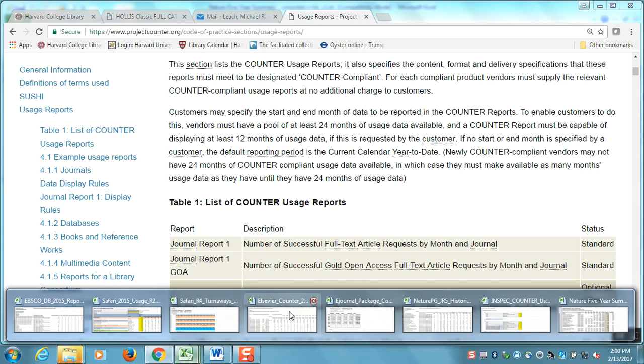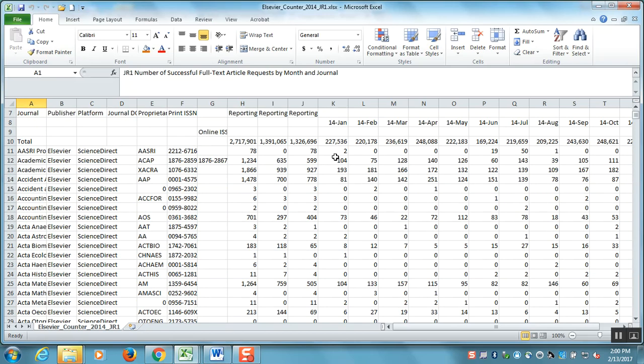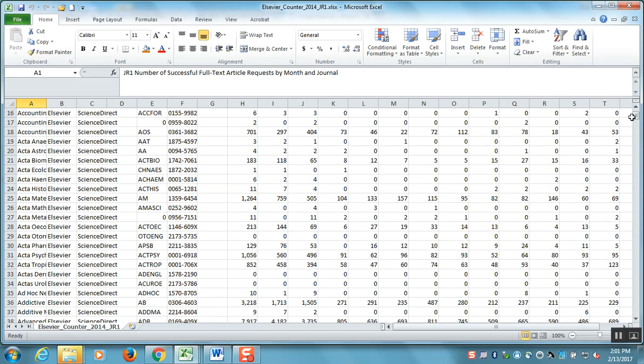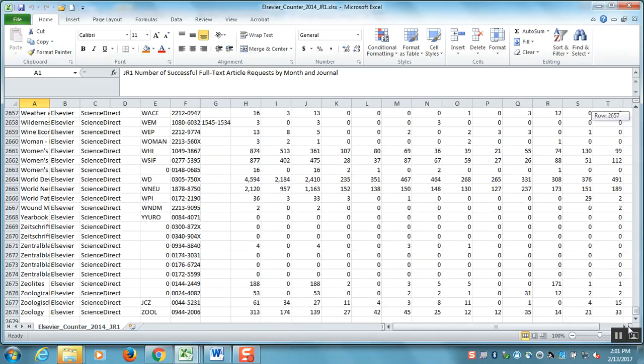So I have here, this is a raw report from Elsevier from 2014. And this is how it comes. So when you run the report, you can see Elsevier is probably our largest publisher.